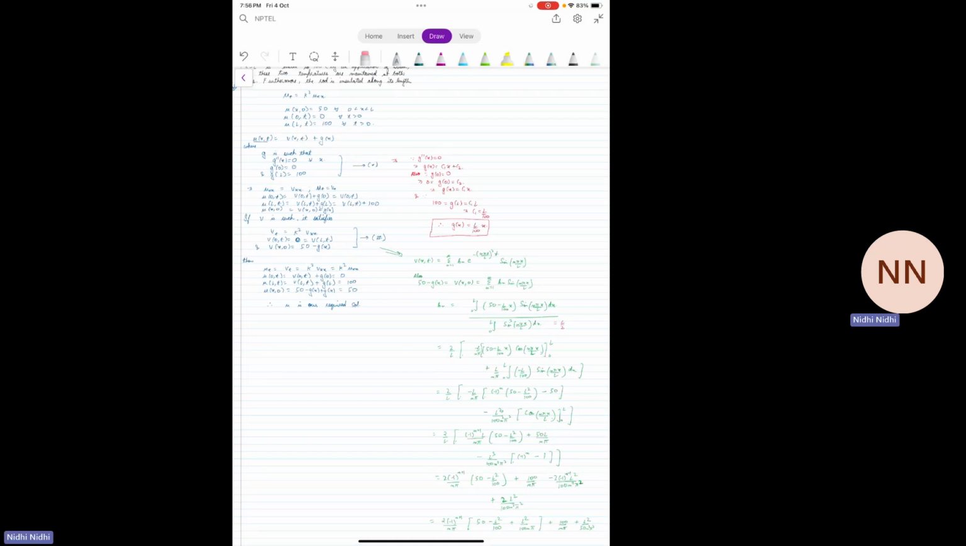So I hope this solution was fine with everyone. I would like you to please go through these coefficients Bn once again. There might be some calculation mistake.